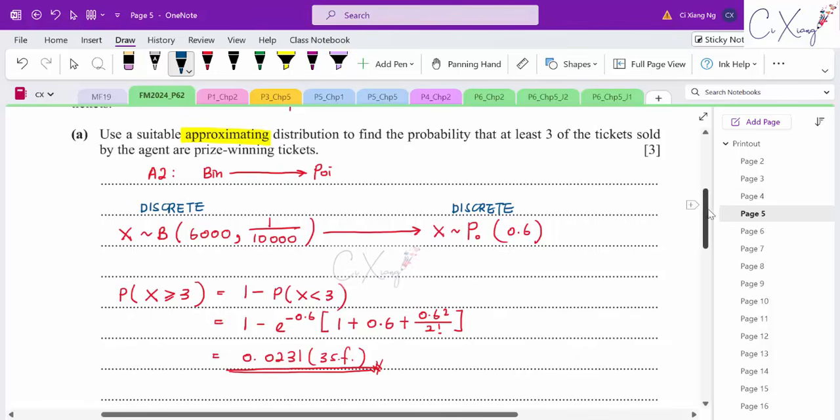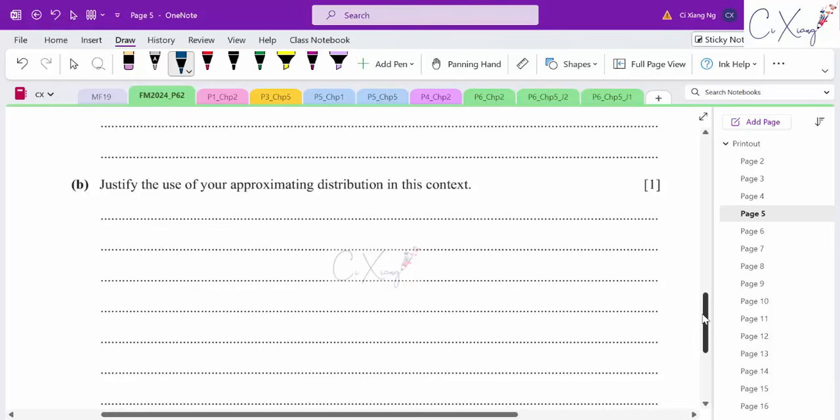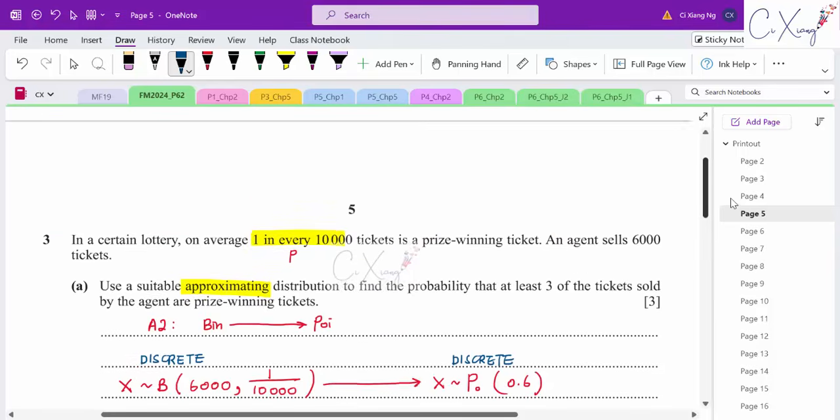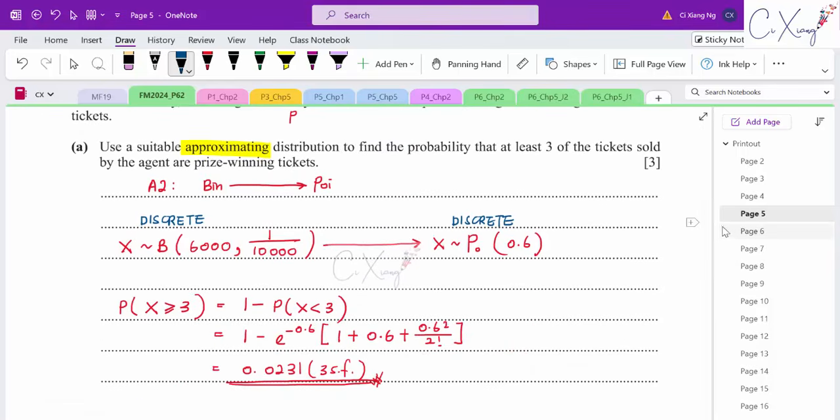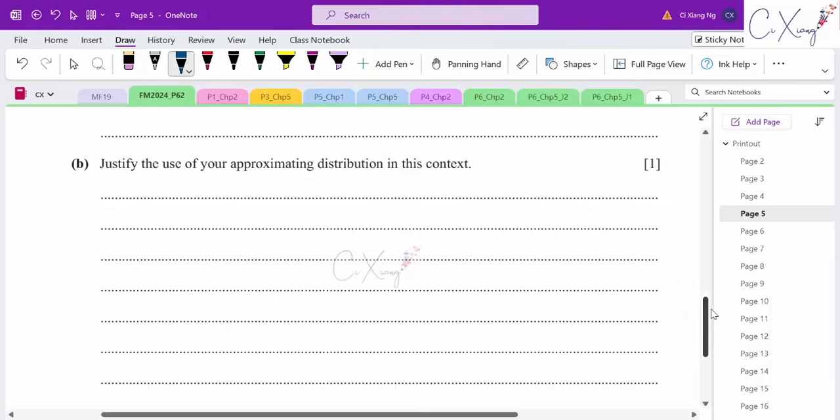Then let's proceed to part B. They want you to justify the use of your approximating distribution in this context. We can't simply change distribution from one to the other. From binomial to Poisson, we cannot just change them as we like. There are some conditions that must be fulfilled before you can change a binomial distribution to Poisson. So what are the conditions here?